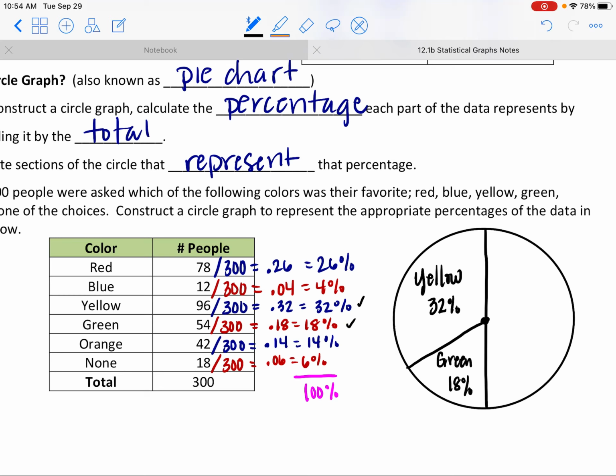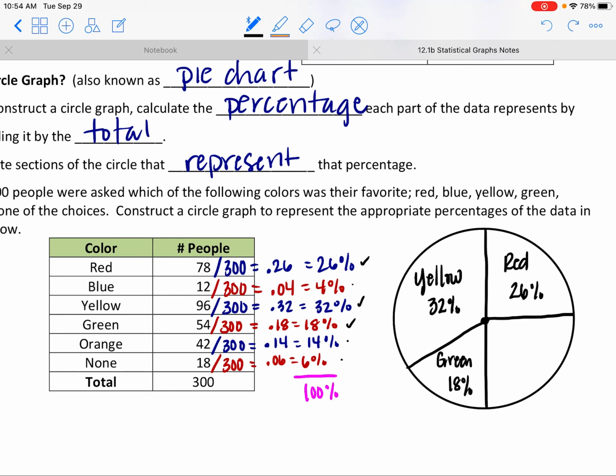And now, let's see, 26%, that's pretty close to 25%. That's pretty close to a quarter of the circle. So let's just go ahead and make that a quarter. So let's put the red 26% here. And now we've got one little section to cut into a 4, a 6, and a 14. So let's just kind of cut it.